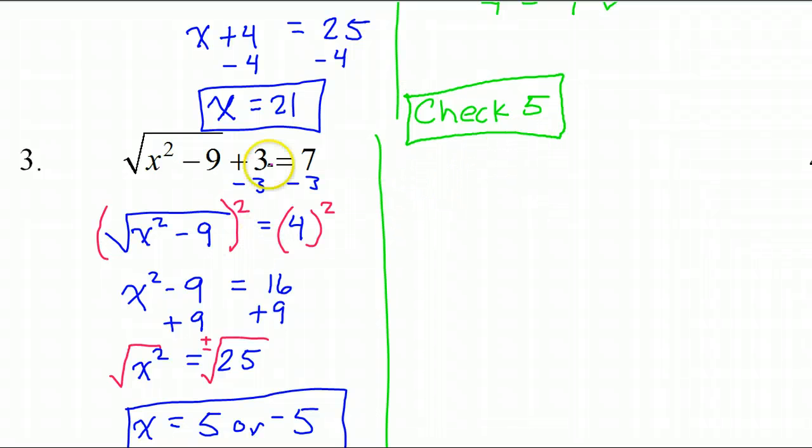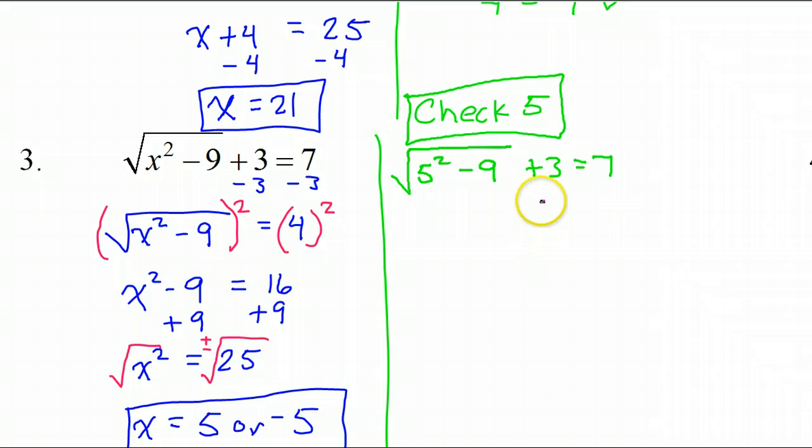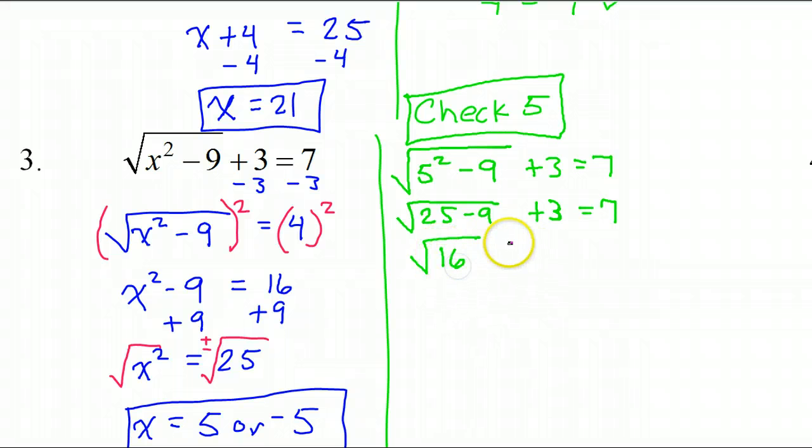All right, so we'll check the 5 first. So that would be the square root of 5 squared minus 9 plus 3 equals 7. All right, so let's check that out. So this would be the square root of 25 minus 9 plus 3. 25 minus 9 is 16. So this would be the square root of 16 plus 3 is equal to 7.